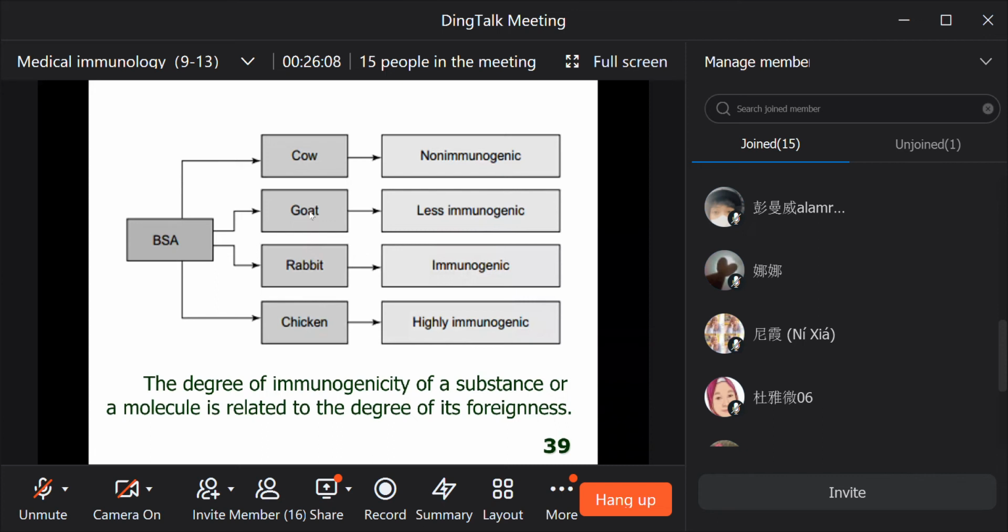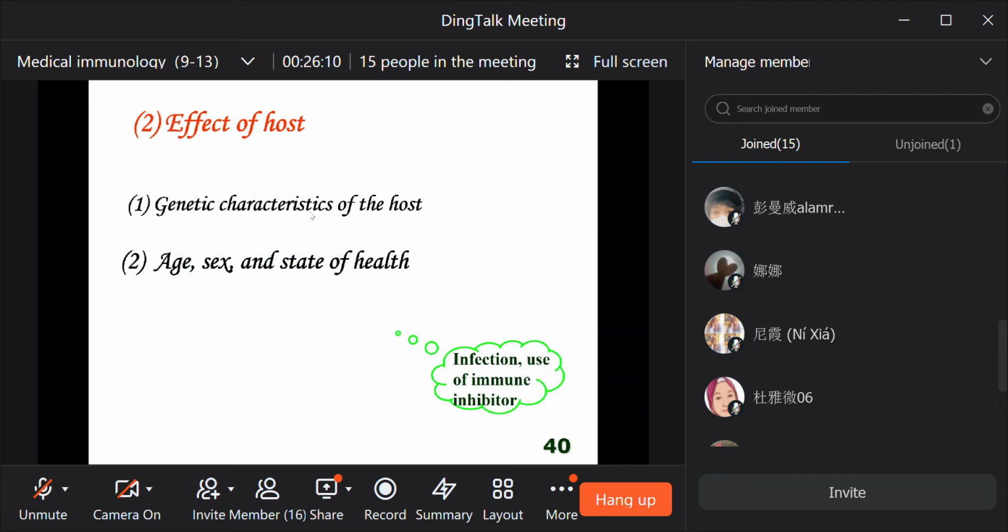And the other part of this point is the effect of the host. It also includes two parts. Part one is the genetic characteristic of the host, and the age, sex, and state of health.